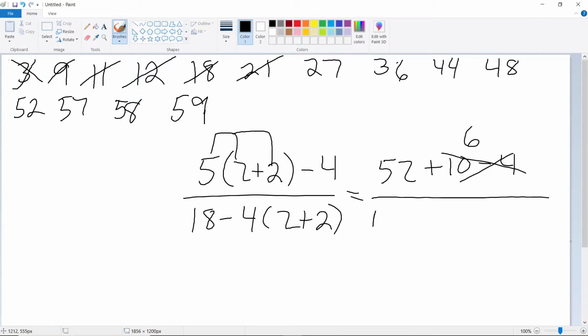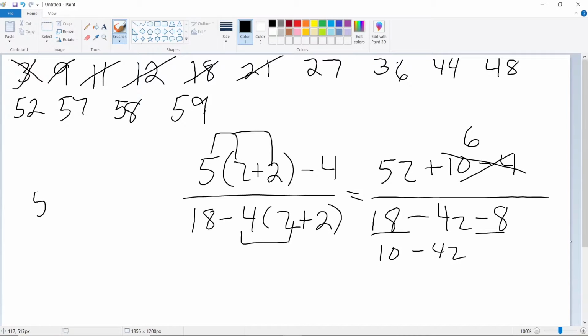And on the bottom, we get 18 minus negative 4 times Z, which is negative 4Z. Negative 4 times 2 is negative 8. And now we can combine. 18 minus 8 is 10. So we get 10 minus 4Z on the bottom. So we get 5Z plus 6 divided by 10 minus 4Z.